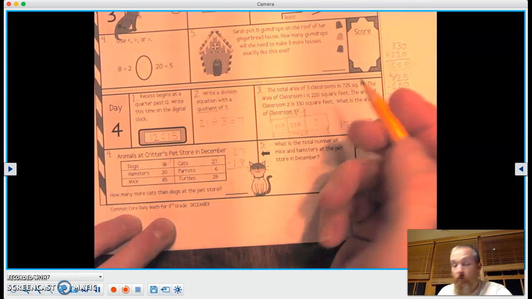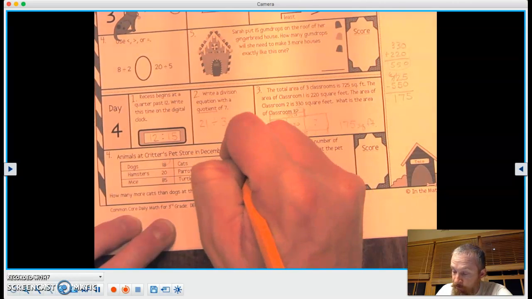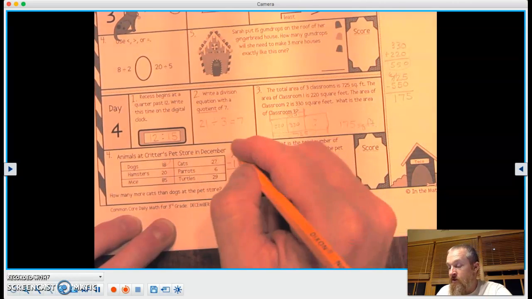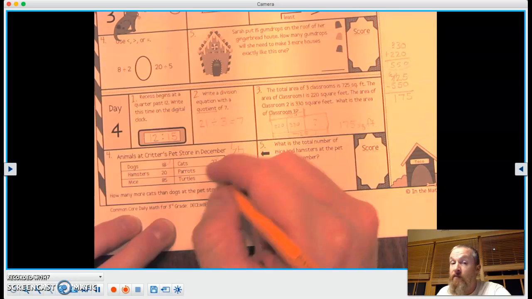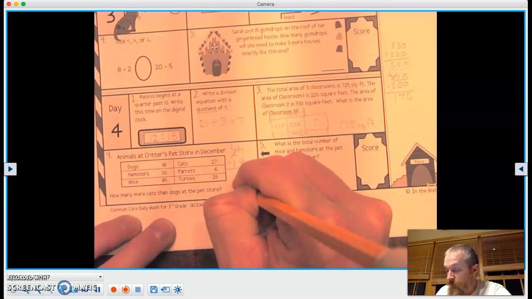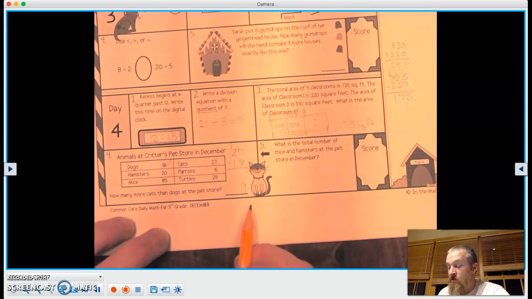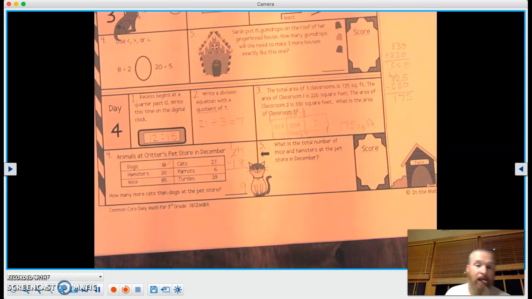So 7 minus 8, more on the floor, borrow from next door. 17 minus 8 is 9. Very good. And 1 minus 1 is 0. So there's 9. There's 9 more cats than dogs.